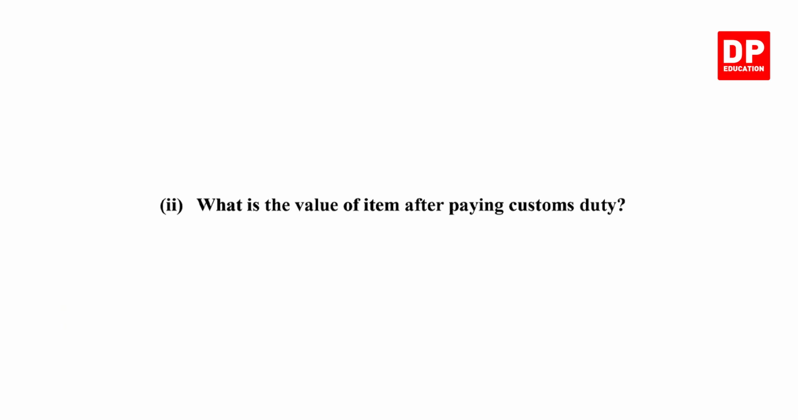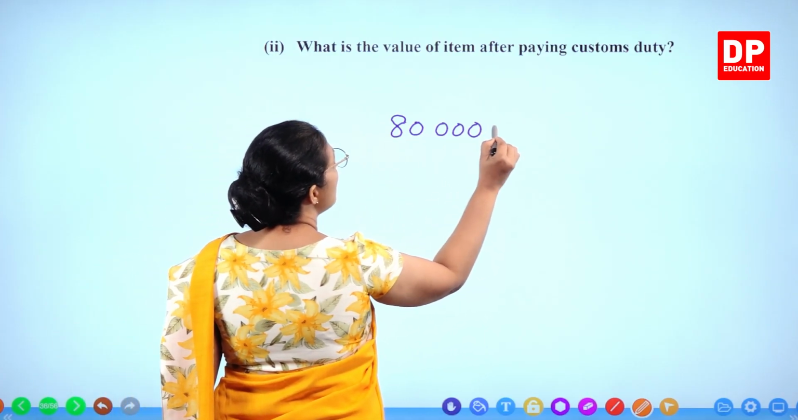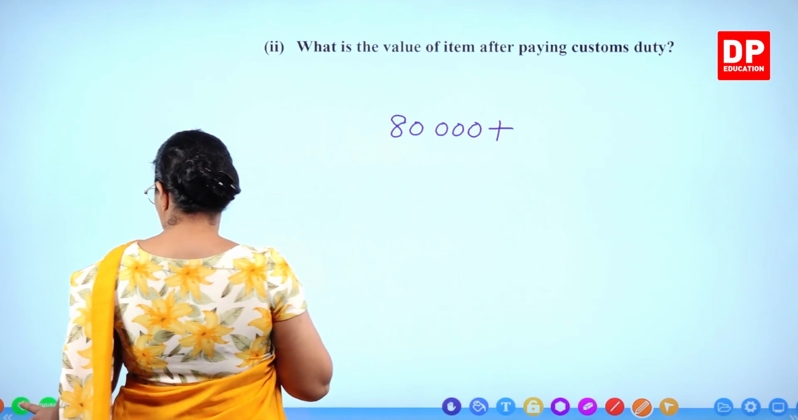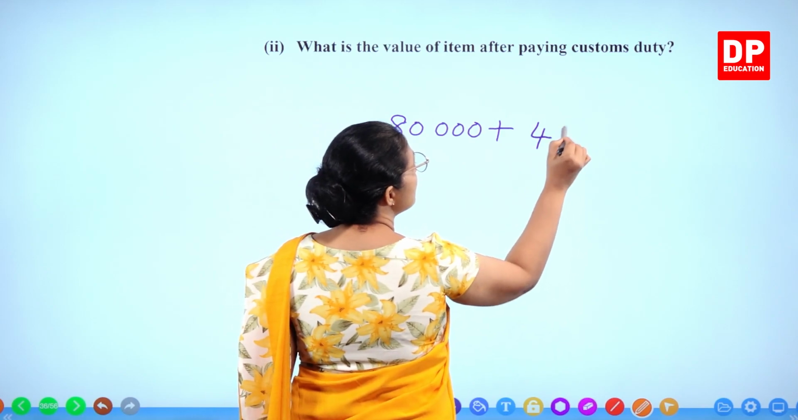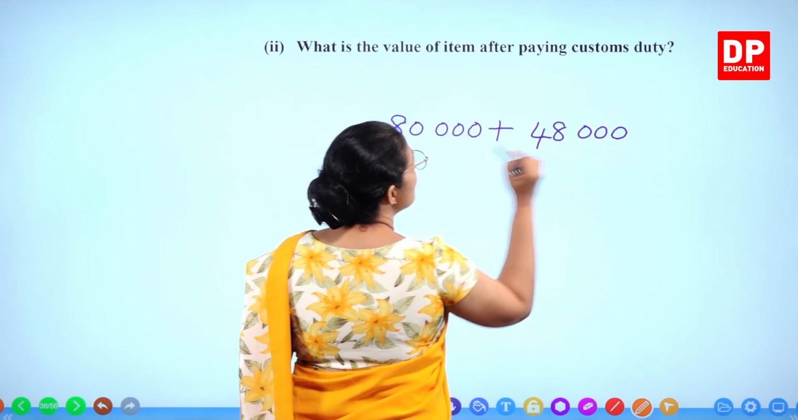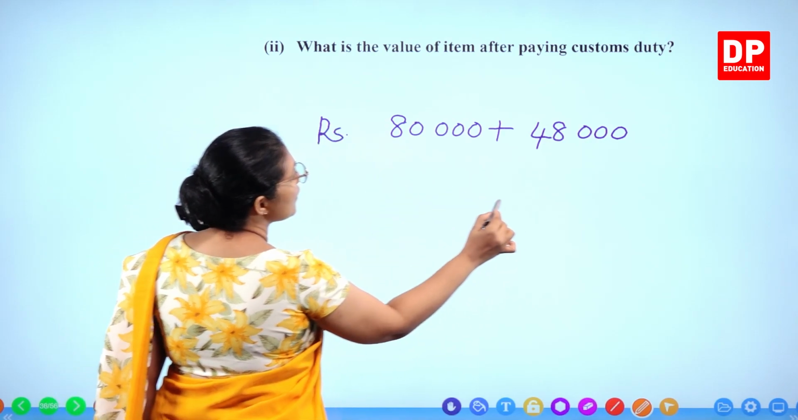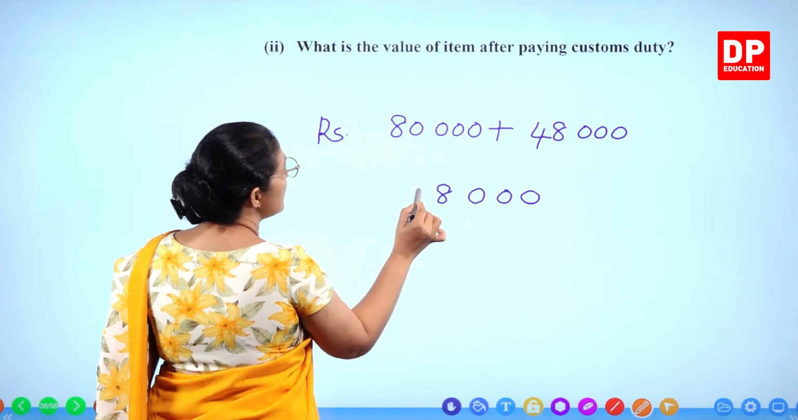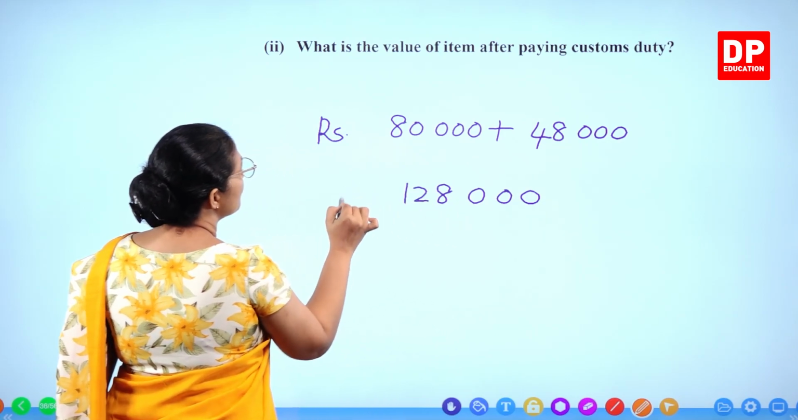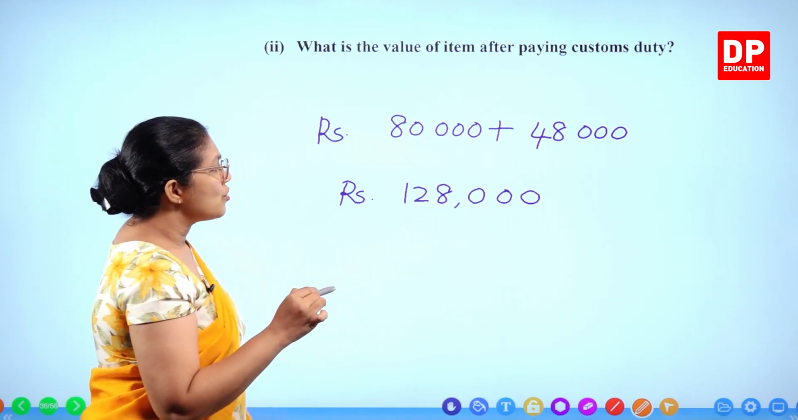What is the value of the item after paying custom duty? So you have to add the custom duty value to the item. 80,000, and what's the custom duty? 48,000 rupees. So add these two. That's the total amount needed to pay. 0, 0, 0, 8, 4 plus 8, 12. 128,000 rupees.